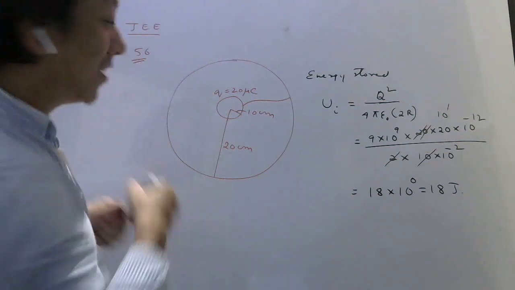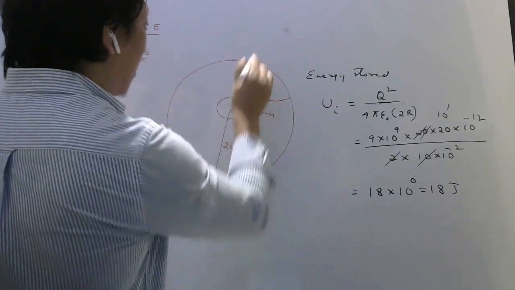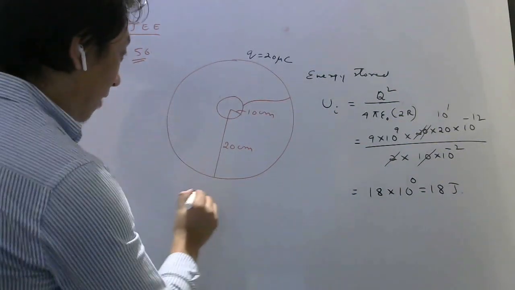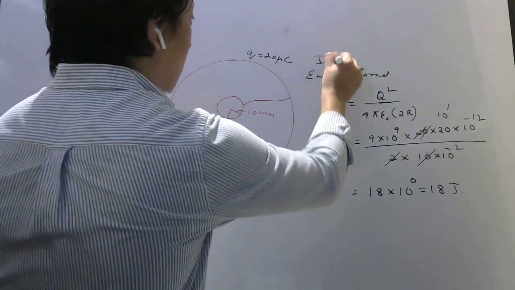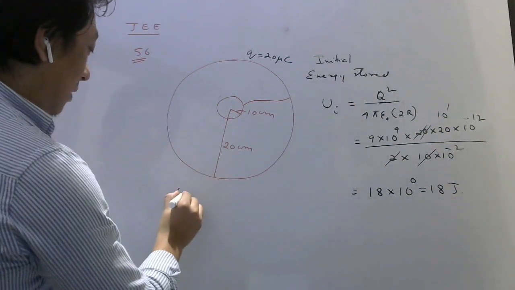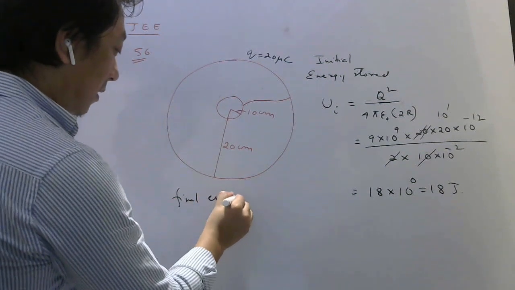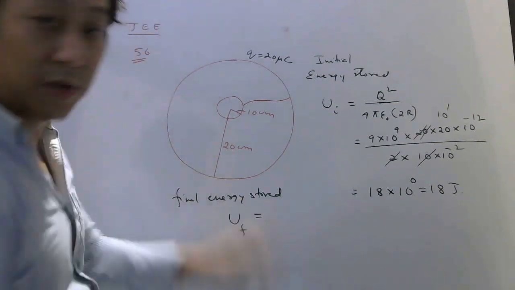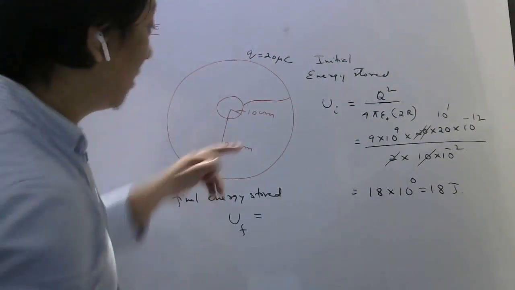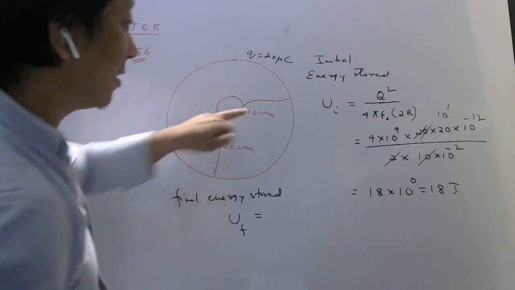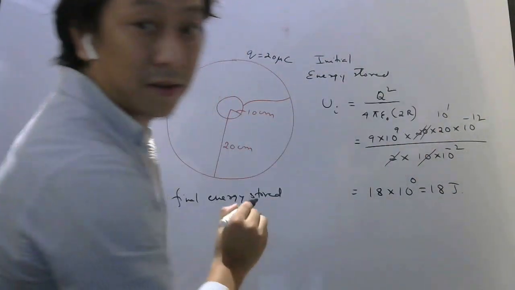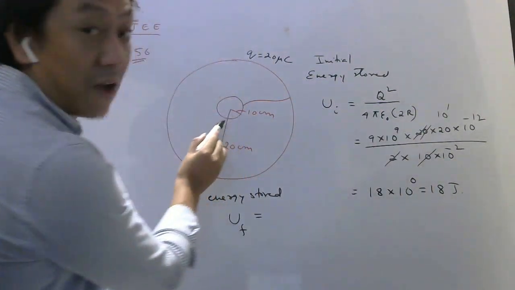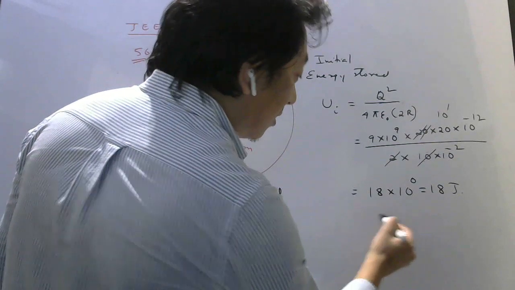Now once you connect a wire, they told, what will happen? Already we have discussed today. Once you put a wire, the whole charge will go here. So now the final energy stored, U final. This was the initial energy stored. We can use the same formula, but look here. The radius of this is double of this. This R I have to replace. Here I wrote R as 10, now I have to write 20. So 1, 2 will come in the denominator.